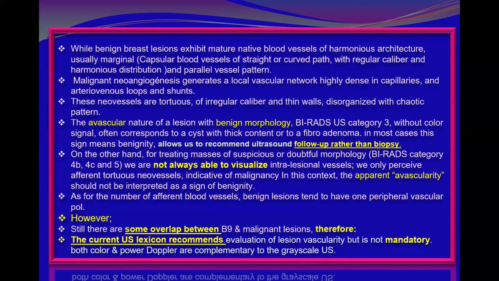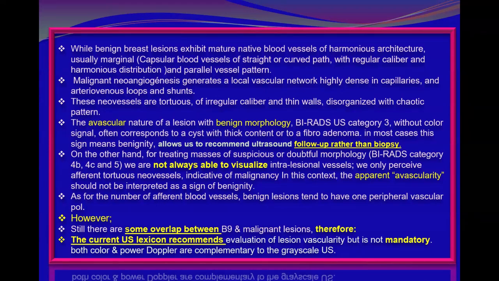On the other hand, with suspicious or doubtful morphology, BI-RADS 4B, C, or 5, we are not always able to visualize intralesional vascularity. And in such a case, okay, aberrant avascularity does not exclude malignancy. It doesn't mean benign. We have to proceed to biopsy based on morphological criteria.